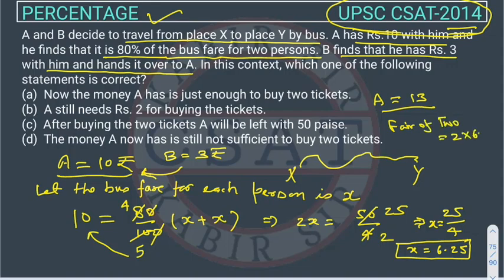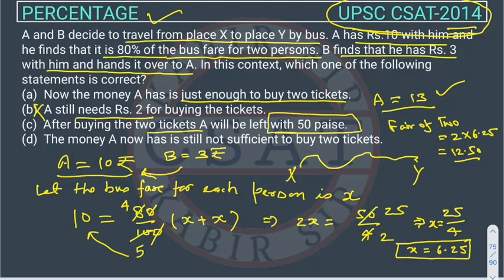2 into 6.25, because the fare of one person is 6.25, so it will be equal to 12.5, right? And A is having 13 rupees. So now the money A has is just enough to buy 2 tickets, right? So this is wrong, because he has more money than the price of the tickets. A still needs 2 rupees? This is wrong, he has enough money. After buying the 2 tickets, A will be left with 50 paisa. So this is right, because he is having 13 rupees and the ticket price is 12 rupees 50 paisa.